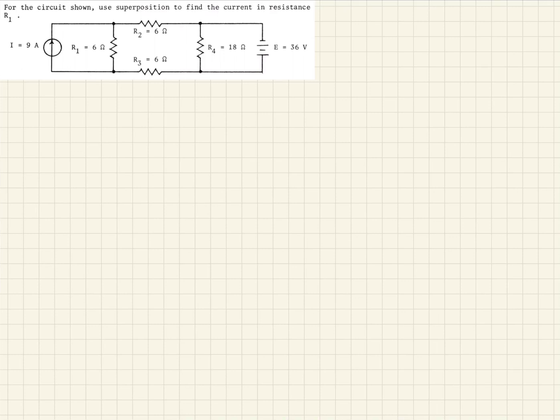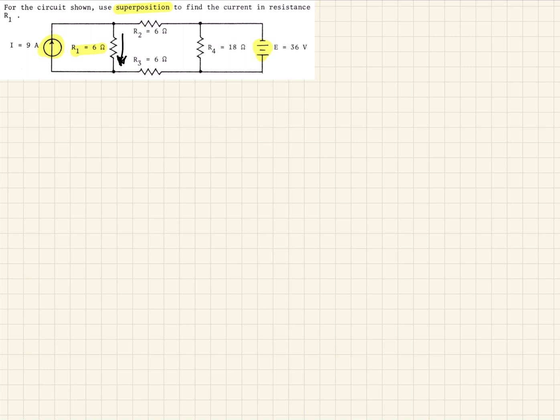So in this example, we're given a circuit that has a 36 volt DC voltage source and a DC current source of 9 amps. And they're asking us to use superposition to find the current in R1. So here's R1, and we're looking for the current flowing right here.